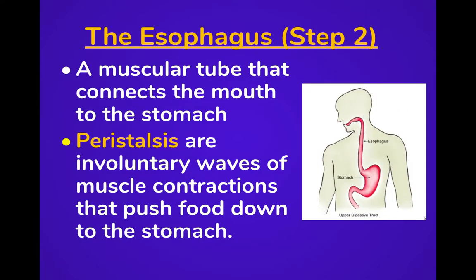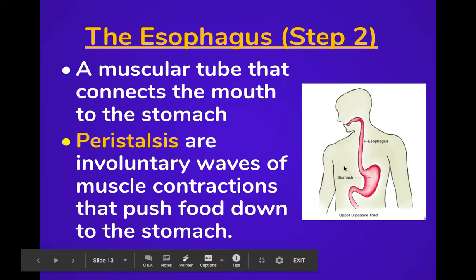The esophagus is step 2. So as I said, this long tube here that goes from your mouth to your stomach, that is the esophagus. The esophagus is a muscular tube that connects the mouth to the stomach. Peristalsis, that is the name of a special muscle. The definition reads, peristalsis are involuntary waves of muscle contractions that push food down to the stomach.